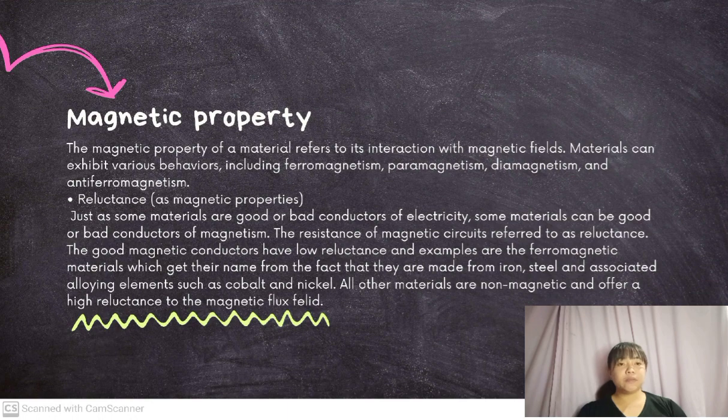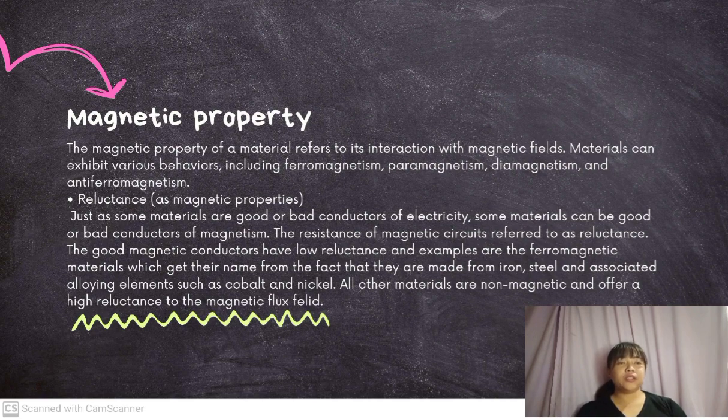The next one is the magnetic property. The magnetic property of a material refers to its interaction with magnetic fields. Materials can exhibit various behaviors, including ferromagnetism, paramagnetism, diamagnetism, and antiferromagnetism.